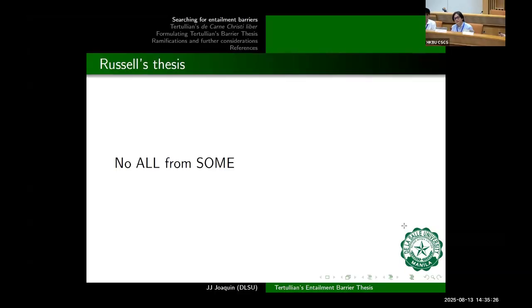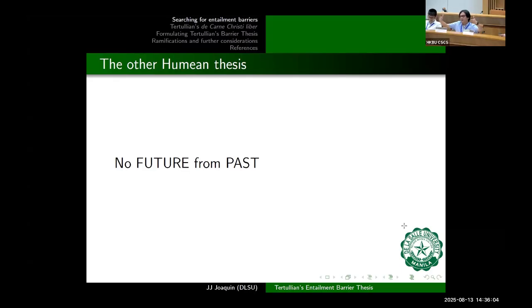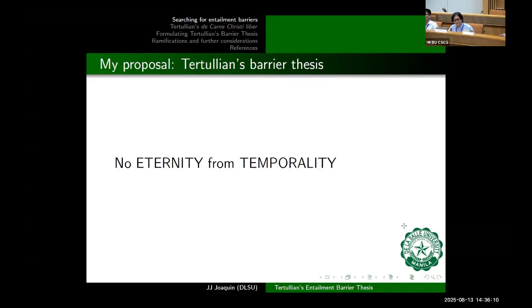Here's Bertrand Russell's famous thesis that particulars do not follow from generals or universals. So you can't have somes from alls. Here's another one. It's from Henri Poincaré. He's saying that you can't have an imperative, do X or whatever, from an indicative like P. Or perhaps here's another famous one. You can't have an ought from an is, and that's David Hume's no-ought-from-is thesis. Or another Humean thesis: no future from the past, you can't have statements about the future from statements about the past.